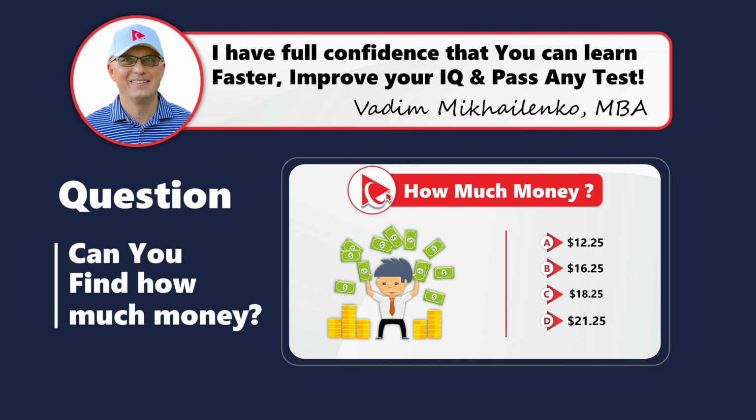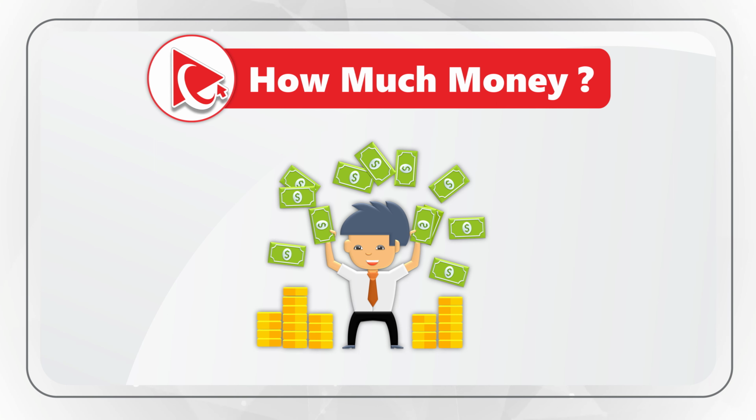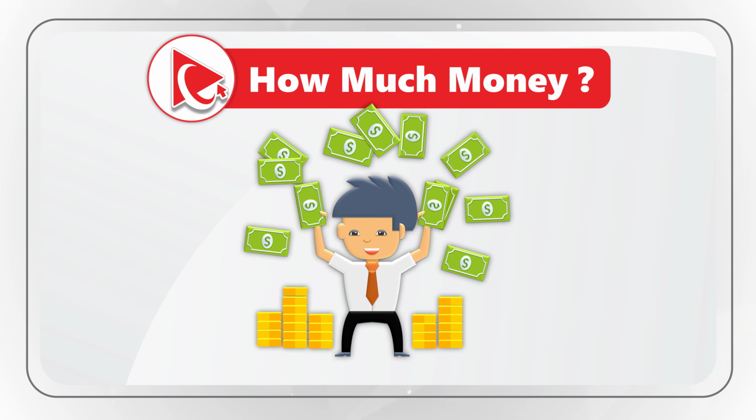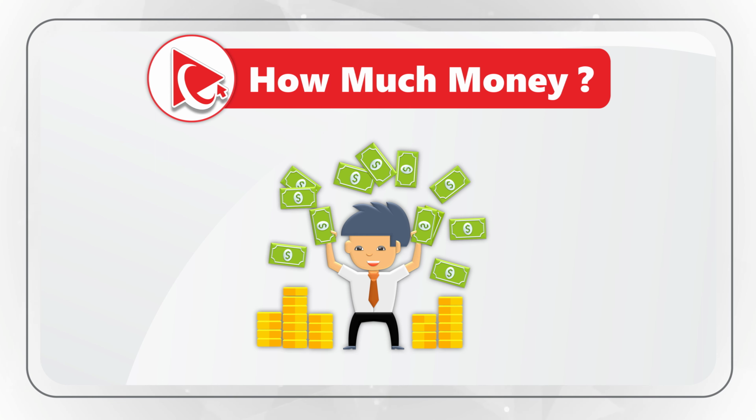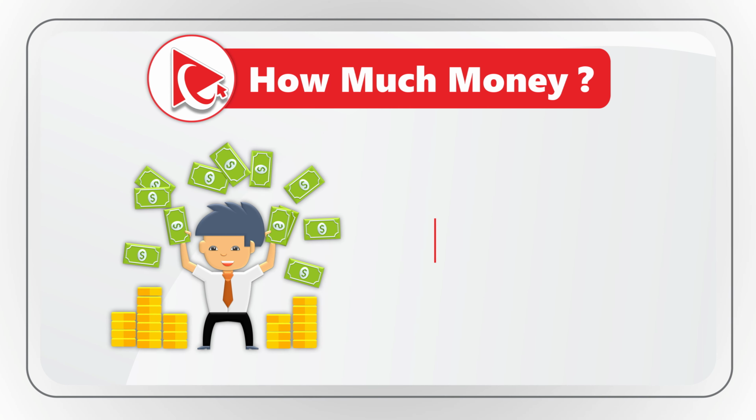Here's an amazing question to test your math skills. You need to determine how much money Clerk has. If you take a close look at the picture, you see that Clerk is in possession of dollar bills as well as quarters. He is juggling dollar bills in the air and has quarters on the ground. Your answer will be one out of 4 different choices.